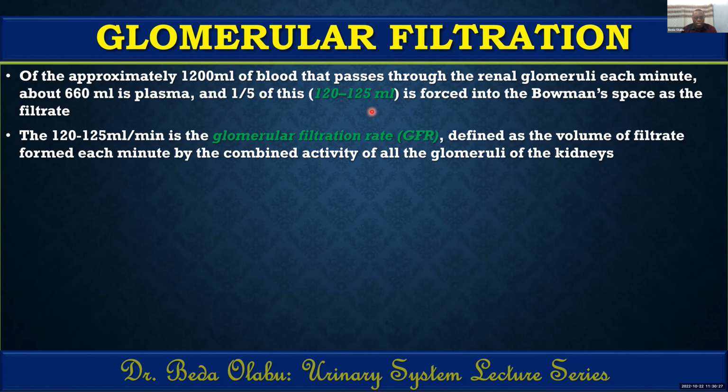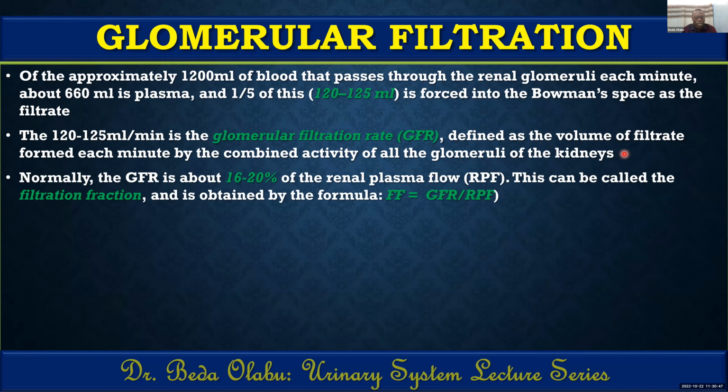And this is what we call the glomerular filtration rate. It is defined as the volume of filtrate formed each minute by the combined activity of all the glomeruli in the kidneys. Remember, there are many glomeruli in the kidney, but their number reduces as we grow older. Normally, the GFR will be about 16 to 20% of the renal plasma flow. That glomerular filtration rate is about 16 to 20% of the renal plasma flow. I'm just talking about that ratio that we talked about.